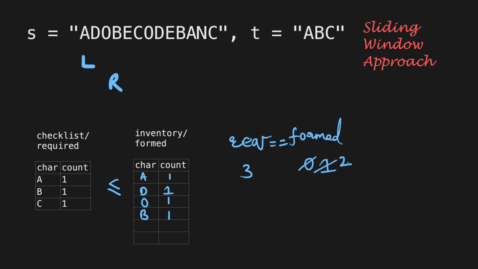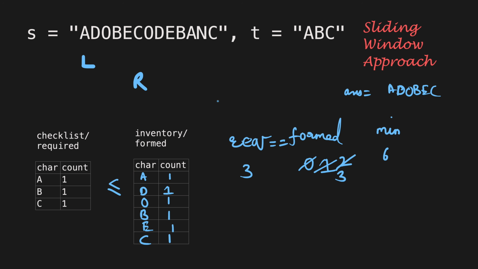So we have to keep expanding, where we see character E added to the inventory, but the window is still invalid. So we expand and include character C and increment its count in the inventory. And since C is present in the checklist and the count of C in inventory is more than or equal to the count in the checklist, we increment formed to 3 and now required is equal to formed. So that means we have found a valid window and it contains all the characters we need. So we set the minimum length we have encountered so far as 6 and the potential answer as ADOBEC.